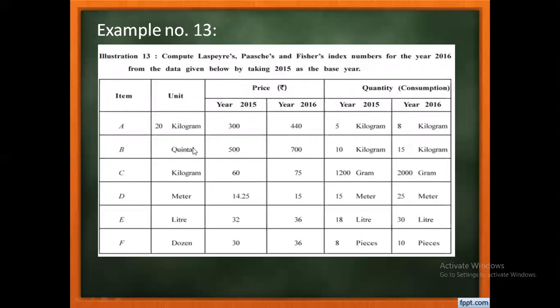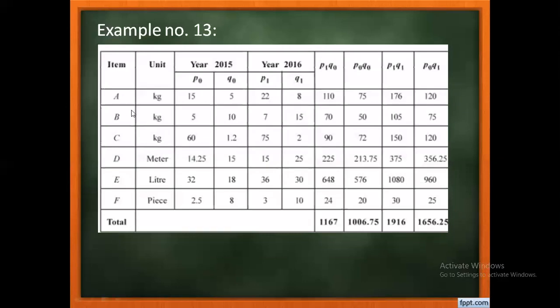Similarly, for 100 kg, the price is 700. For 1 kg, it would be how much? It comes to 7, right? Now the unit is in kg and the quantity Q0, Q1 is also in kg. So this is how item B is derived. I hope it is clear.